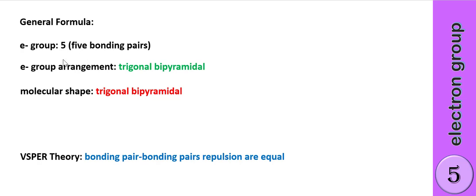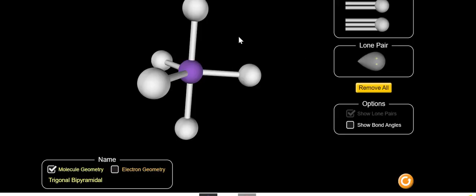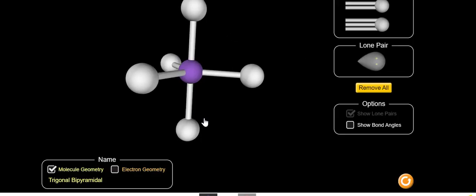So for 5 electron groups with 5 bonding pairs, the general formula is AX5. The electron group arrangement and molecular shape for 5 bonding pairs is trigonal bipyramidal. This is how the trigonal bipyramidal looks like.